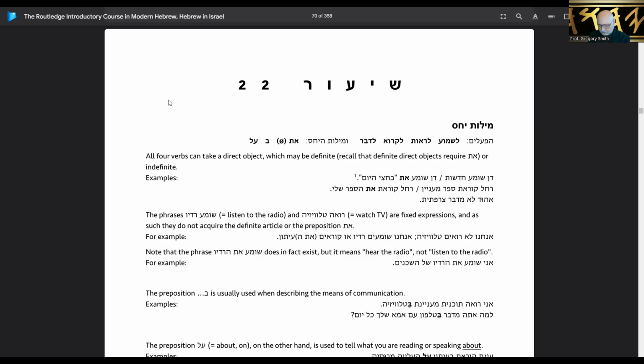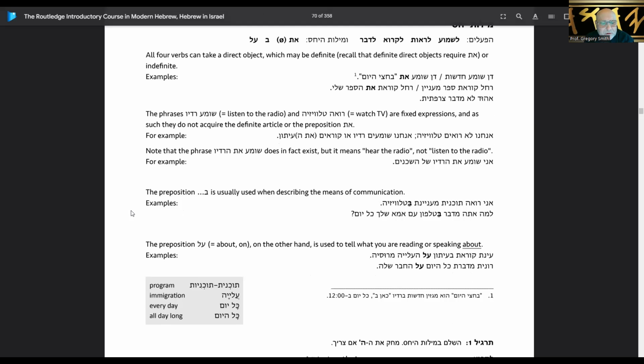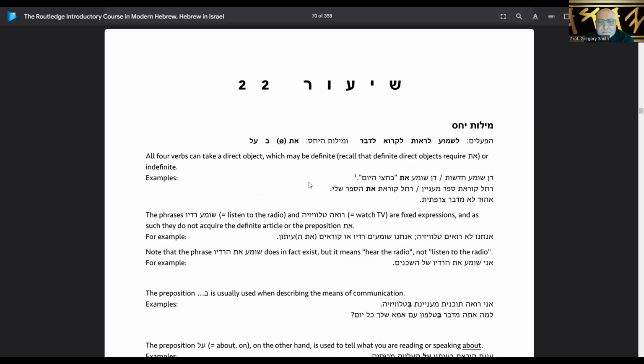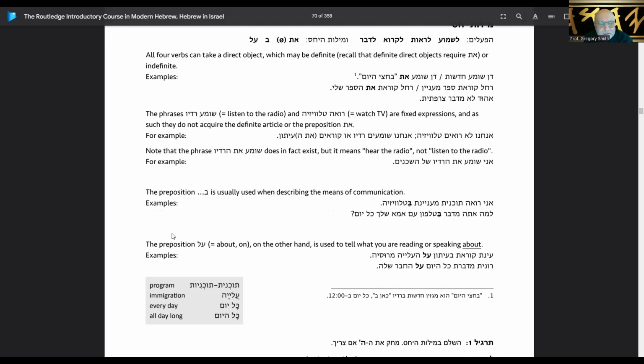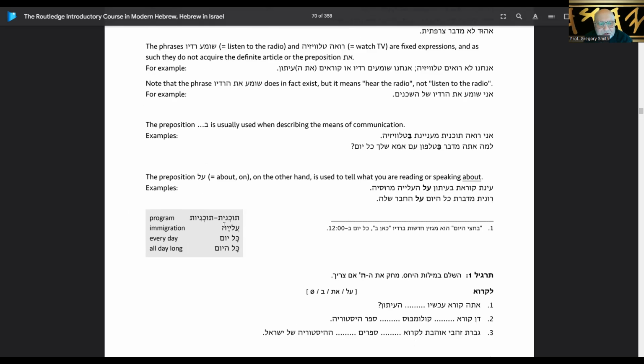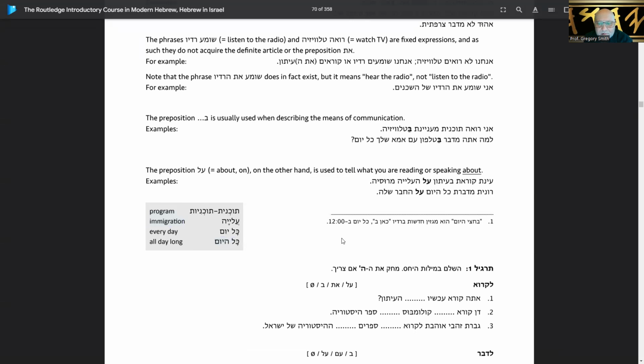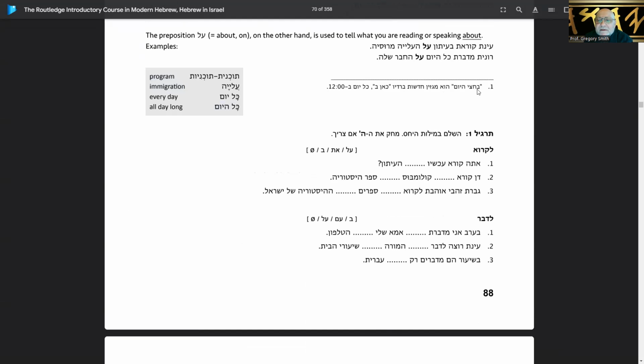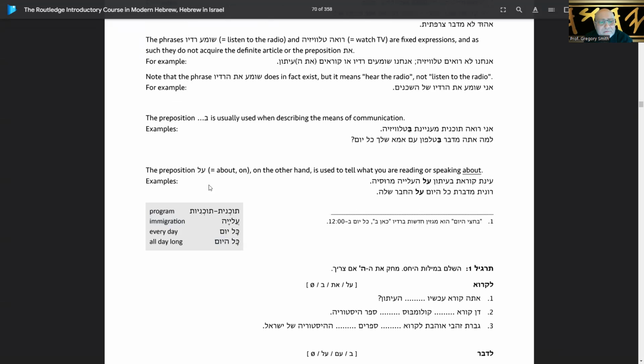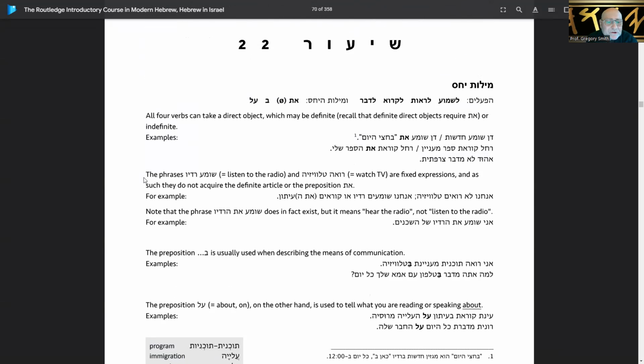Okay, so we're going to be working a little bit more on some of these prepositions. This is basically what I got into last time on the study. We have some basic vocabulary here, and I think I got down to this where it talks about these prepositions.